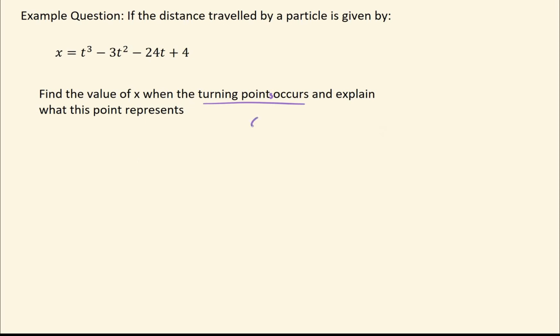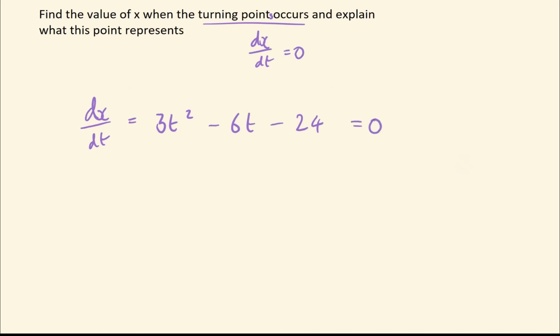So turning points, that means we're looking for dx by dt equals 0. So let's differentiate. We differentiate this, we're going to get 3t squared minus 6t minus 24, and the plus 4 is going to vanish, and we want to solve that equal to 0. Solving this, first things first, I can divide everything through by 3. So now I've got t squared minus 2t minus 8 equals 0.